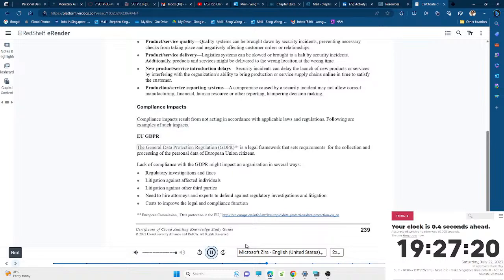EU GDPR. The General Data Protection Regulation, GDPR, is a legal framework that sets requirements for the collection and processing of the personal data of European Union citizens. Lack of compliance with the GDPR might impact an organization in several ways. Regulatory investigations and fines. Litigation against affected individuals. Litigation against other third parties. Need to hire attorneys and experts to defend against regulatory investigations and litigation, and costs to improve the legal and compliance function.